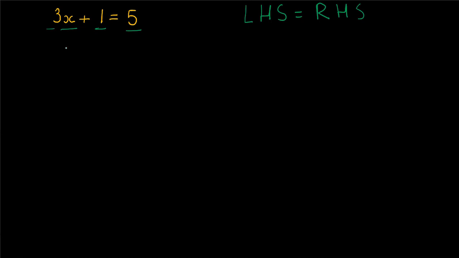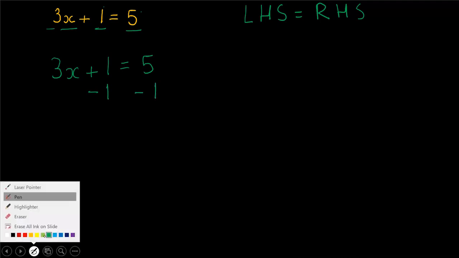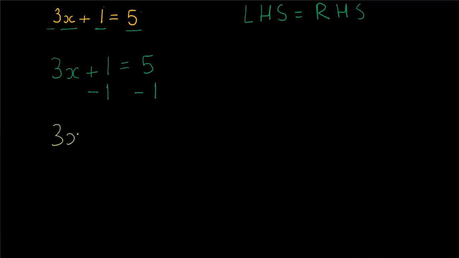So 3x plus 1 is equal to 5. We need to get rid of this 1 and put it over here with all the constants from the RHS, the right-hand side. So we can just subtract 1 from the left-hand side, and then subtract 1 from the right-hand side. And now we reach 3x is equal to 4. This is a more simplified version.